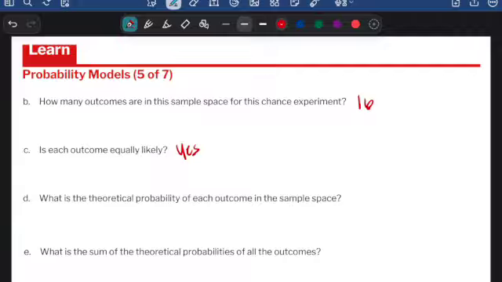What is the theoretical probability of each outcome in the sample space? Well, a total of 16 outcomes. I could get each outcome 1 time.